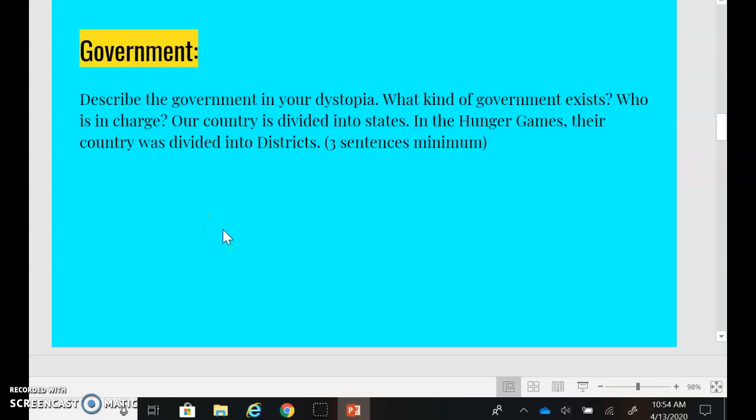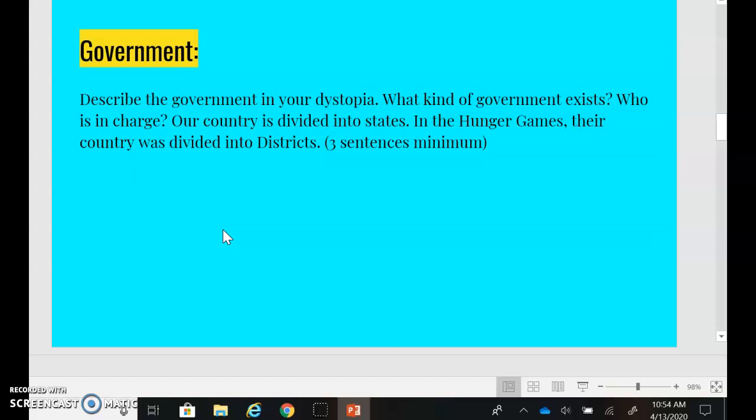All right, government. Describe the government in your dystopia. What kind of government exists? So we know in our country we have a democratic government. So what kind of government do they have? Is it totalitarian? Who's in charge? Is there a president? Our country is divided into states. In the Hunger Games, their country was divided into districts based on what they were able to produce. Okay, so keep those things in mind.